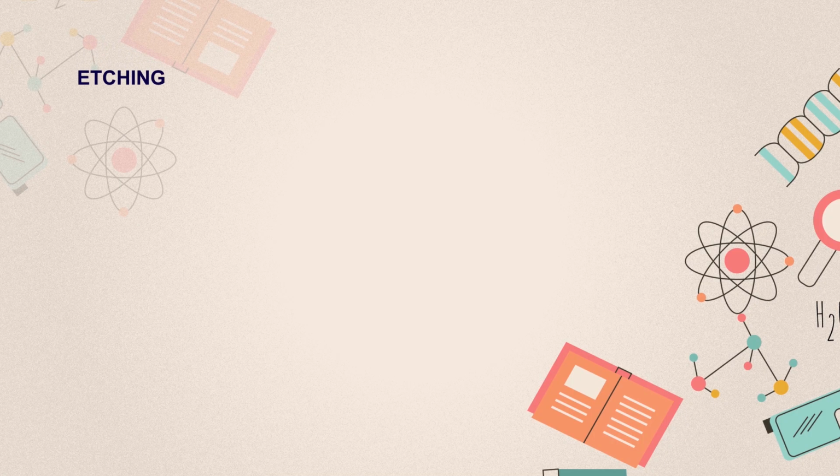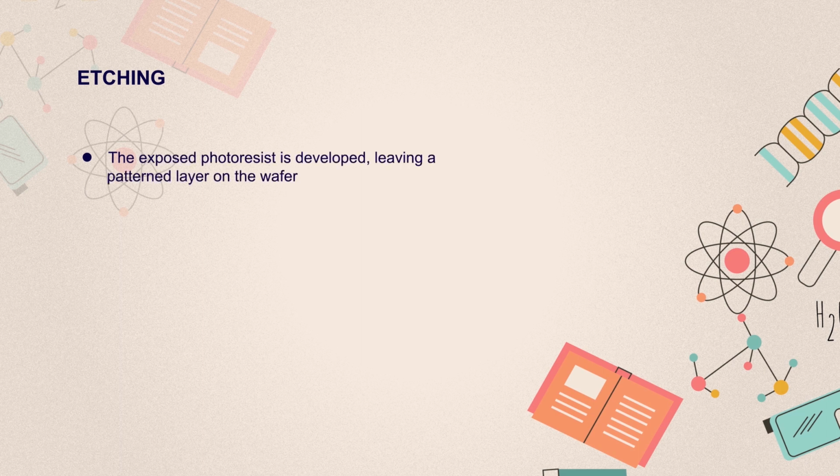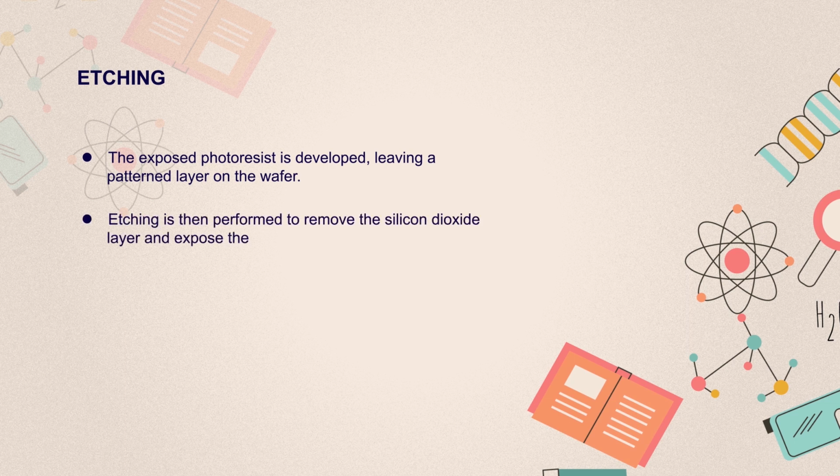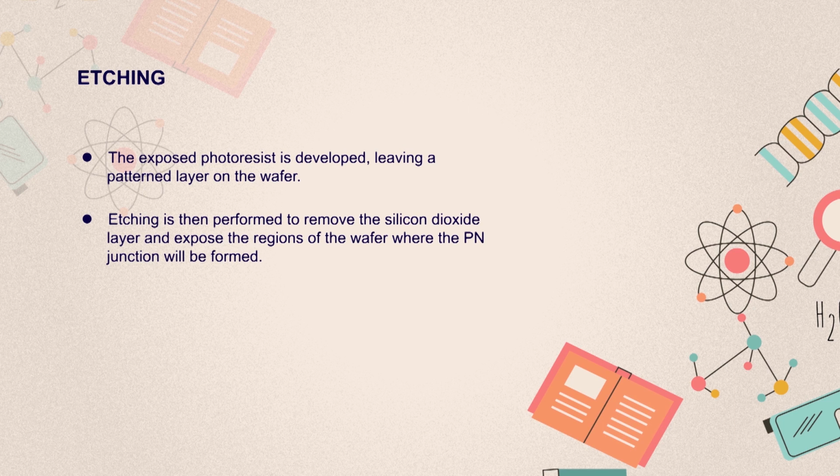The next process is called etching. The exposed photoresist is developed, leaving a patterned layer on the wafer. So, after photolithography, a patterned layer is formed on the wafer. Etching is then performed to remove the silicon dioxide layer and expose the regions of the wafer where the p-n junction will be formed. After the photolithography process is completed, the silicon dioxide layer is removed and it exposes the regions of the wafer where the p-n junction will be formed, and it is physically visible.